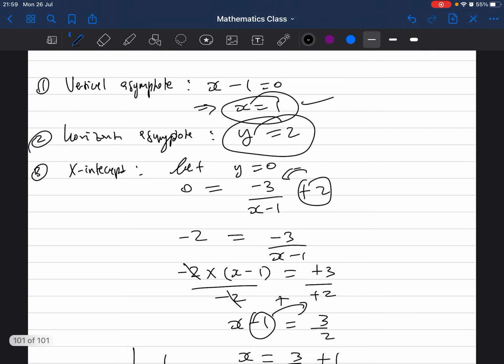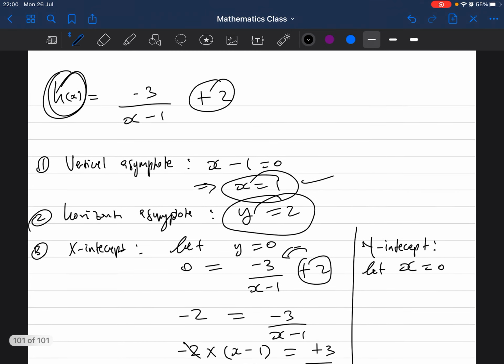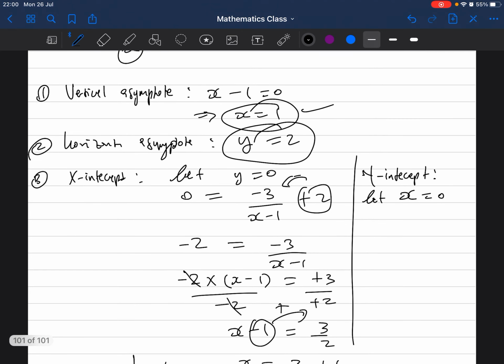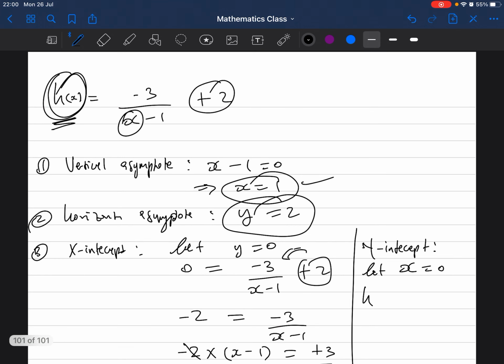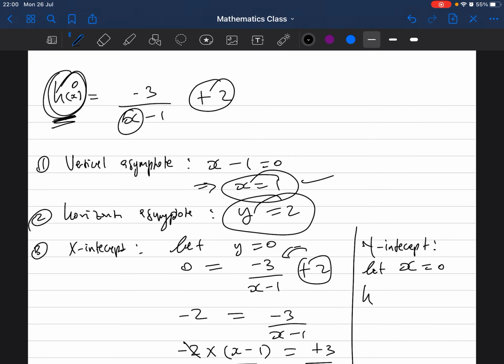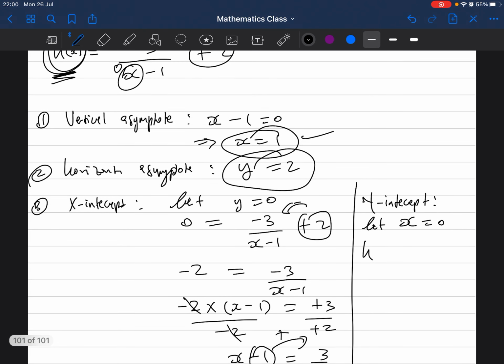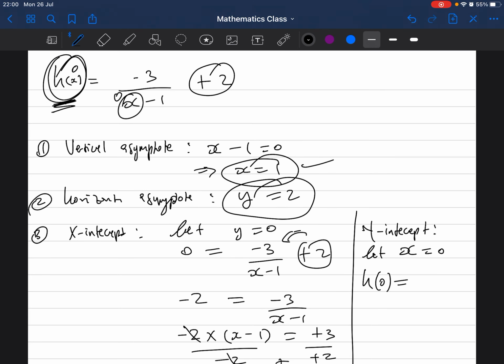Okay, so one thing we didn't do is the y-intercept. So let's try and find the y-intercept. For the y-intercept, you let x equal to 0. So you're gonna have h of x, where there's x, you put 0. So you have h of 0 is equal to -3 over 0 minus 1 plus 2.